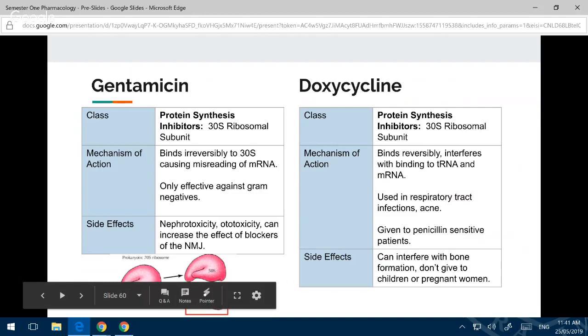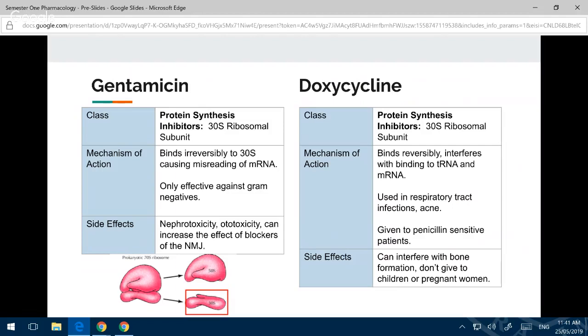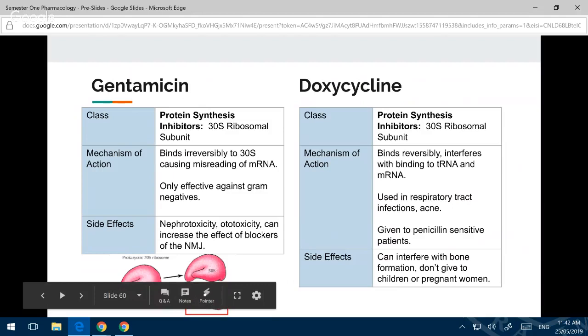Doxycycline is very similar, but it binds reversibly and interferes with the binding of tRNA and mRNA. We see this used in a wide spectrum of clinical cases. It can be used for things like acne, as well as things like bronchitis and respiratory tract infections. It can be given to penicillin sensitive patients and can interfere with bone formation. So this isn't a drug you would use for children or pregnant women.